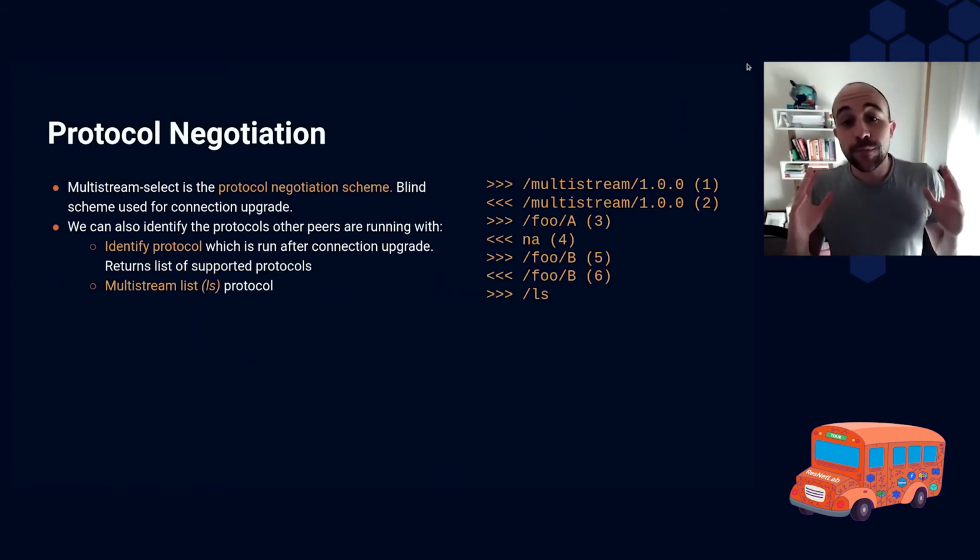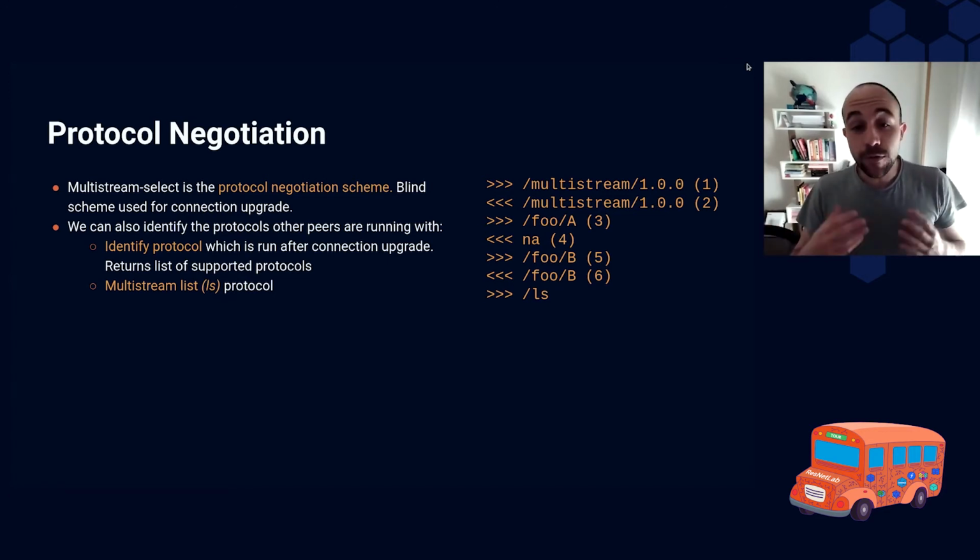And we've seen that protocol negotiation is a key concept in libp2p. We ran the multistream-select protocol in order to perform the initial negotiation to establish the security channel and the multiplex channel, but we also need ways of identifying what other protocols and services the other peers are running, for the case in which we want to interact with them.